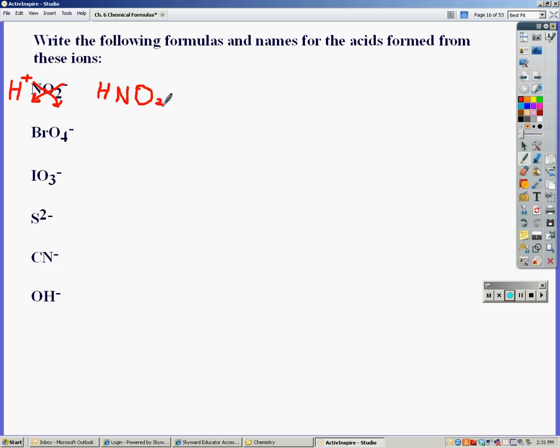Okay, then we want to try to name it as well. So remember, we don't name it according to the hydrogen. They all have hydrogen. You look at what comes after the hydrogen. NO2 is called nitrite. So we follow the ite rule. If I bite you, you will cuss. So nitrite becomes nitrous.